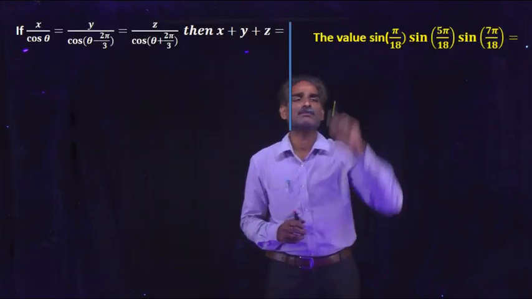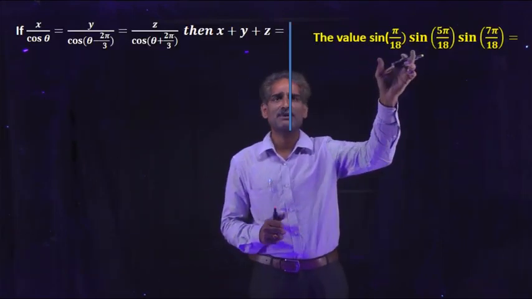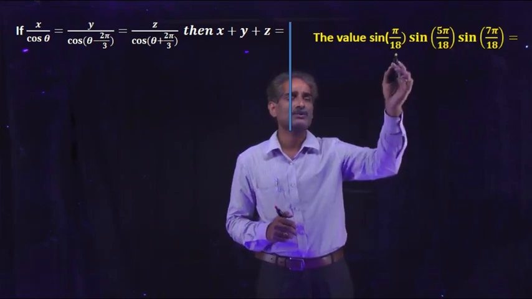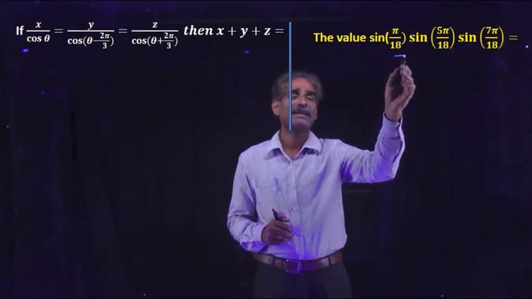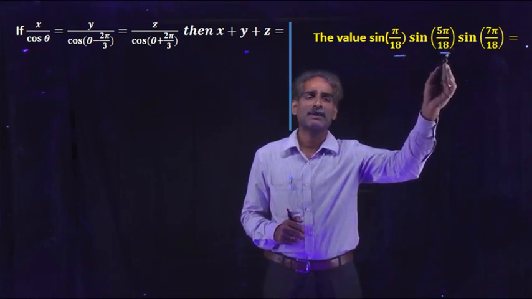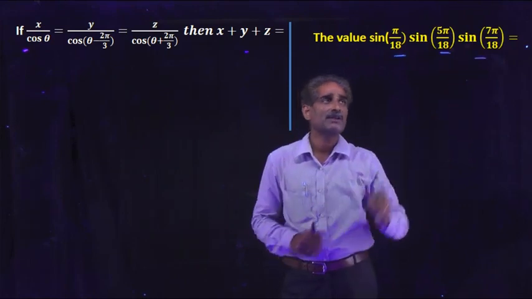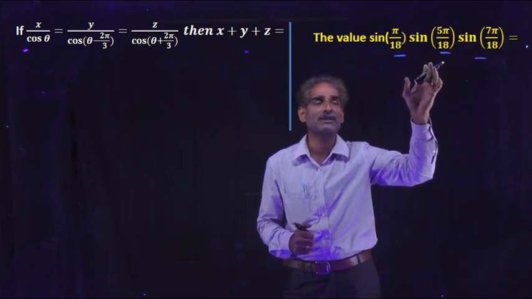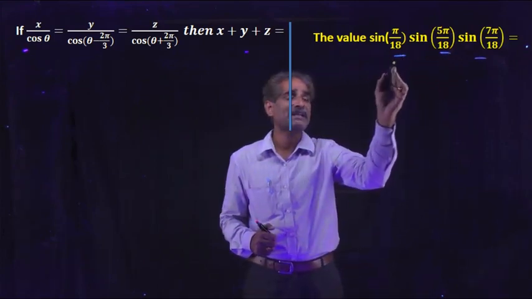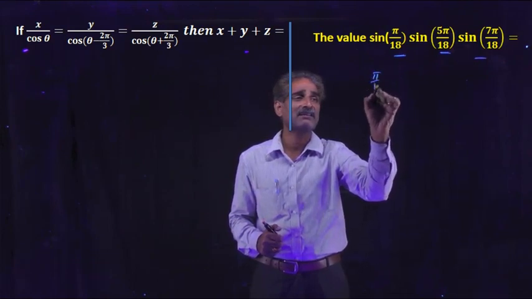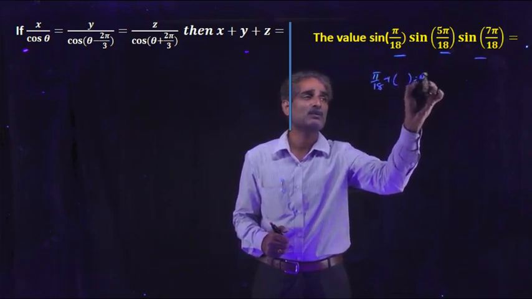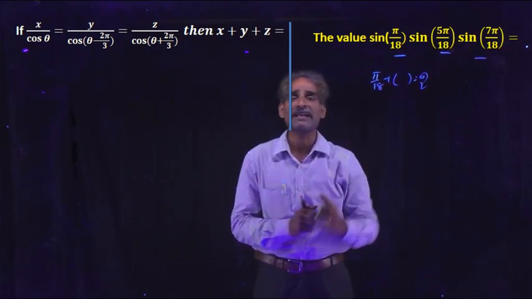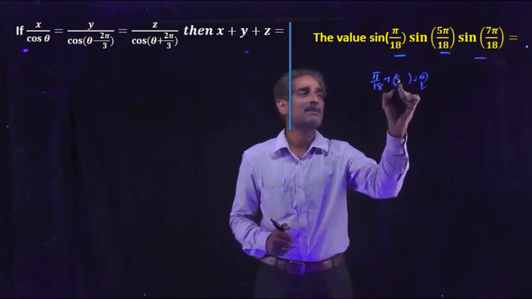So see this problem. We already did this type of problem, same problem: sine of something, sine of something. Here also observe the angles: pi by 18, 5 pi by 18, 7 pi by 18. If you have a function in terms of cos, there is a formula. The angles are in GP. So observe that pi by 18 plus how much gives pi by 2? Pi by 18 plus 8 pi by 18, we will get 9 pi by 18, pi by 2. So 8 pi by 18.